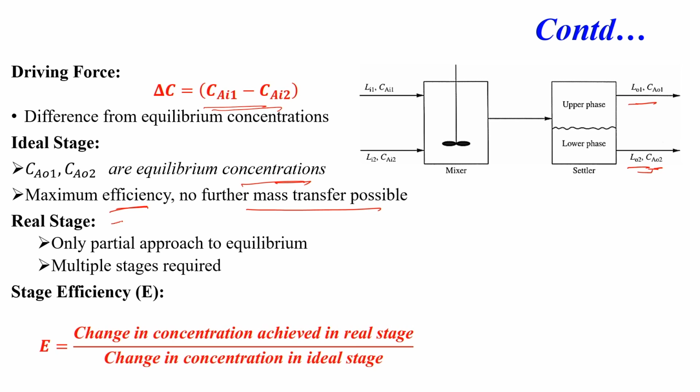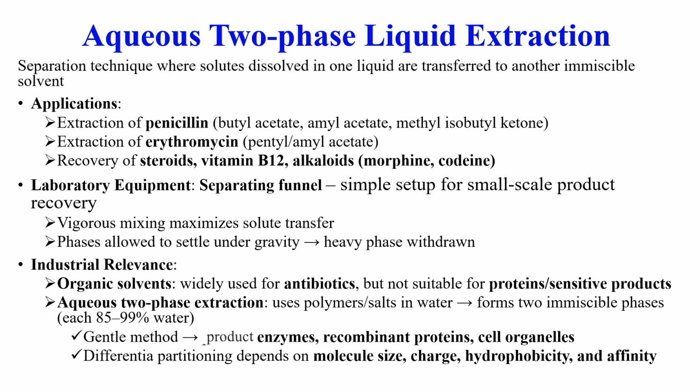But in the real case, in each stage only partial equilibrium is approached. So, we require multi-stage extraction. One can calculate the stage efficiency. It can be calculated as the change in concentration achieved in the real stage divided by the change in concentration in the ideal stage.